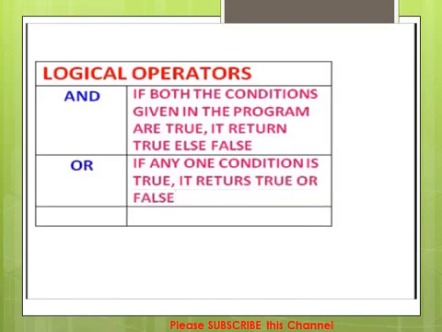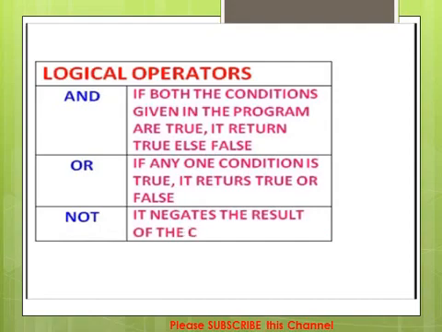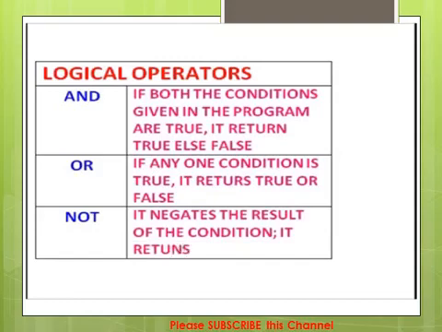Next one is not operator. Not operator, as the name says, it negates or says no to the result of the condition. It returns the opposite of the given condition. If it is raining, you cannot go and play.